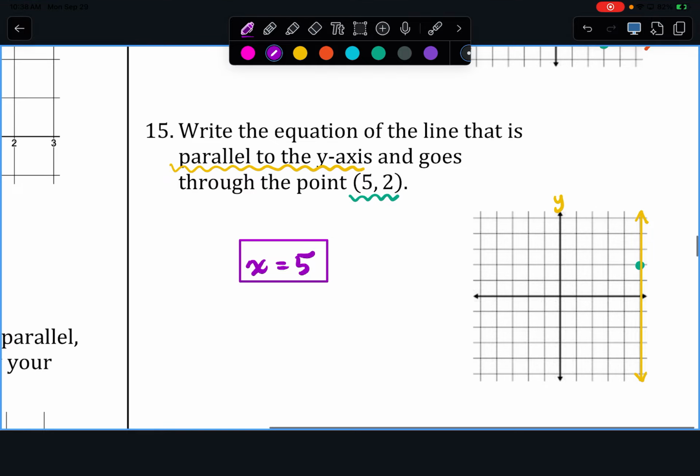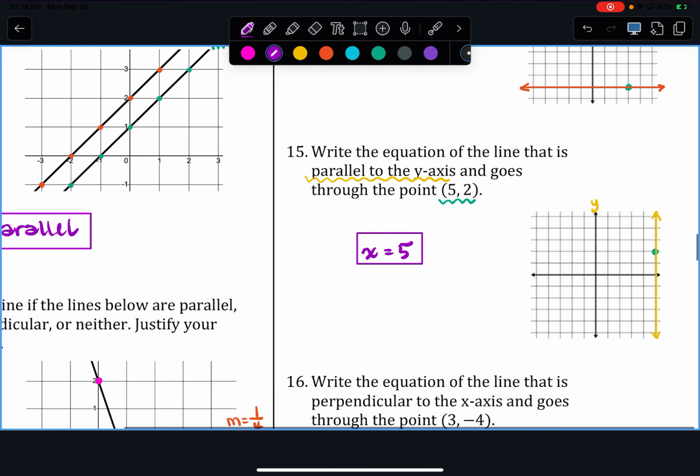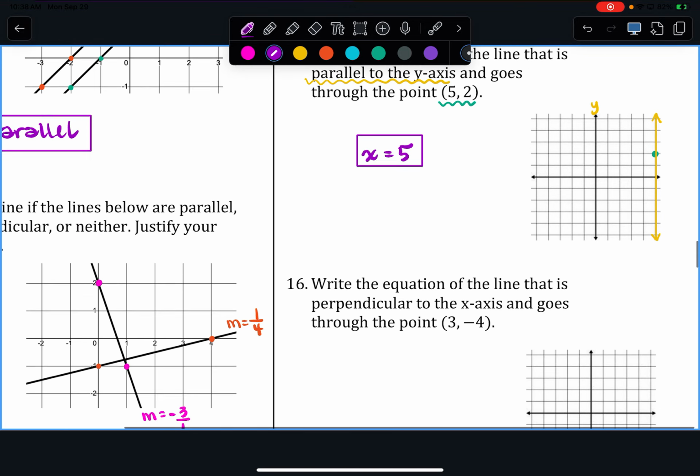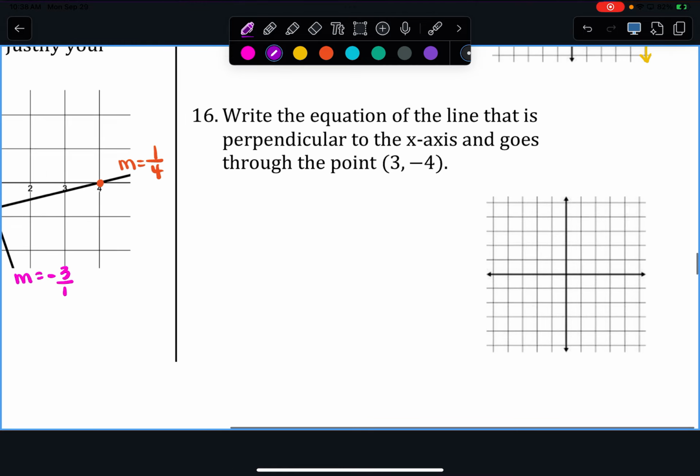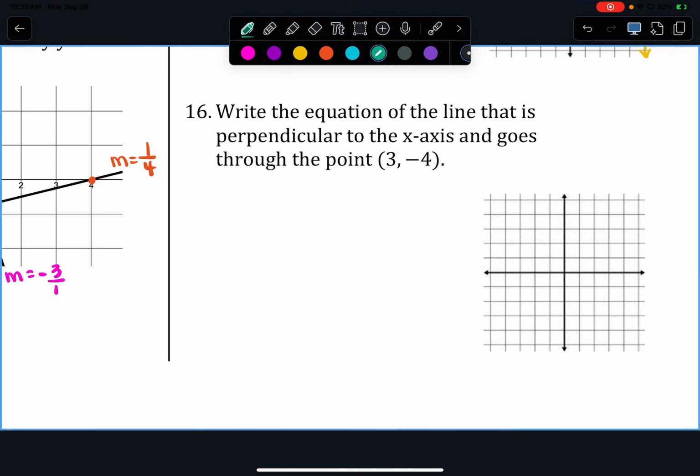We don't want to miss these questions on the test, right? You want to use the graph so you can see exactly which axis it's crossing. All right, last one. Write the equation of the line that's perpendicular to the x-axis. Again, we'll come back to that in a second. That has to pass through (3, -4).